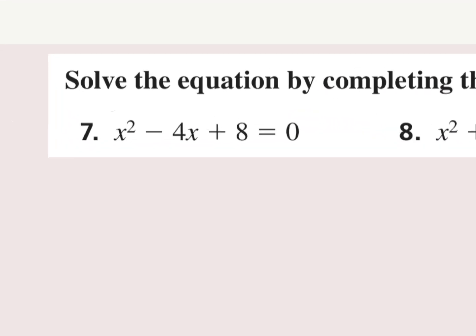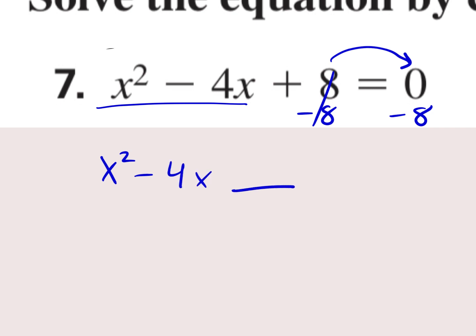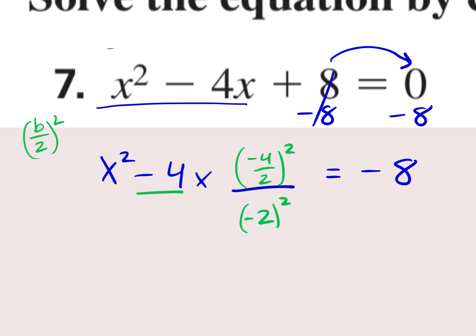All right, let's look at 7. So we said we want the x's on one side and we have to move the number to the other. So what would I do to move the 8 to the other side? Subtract 8. So I have x squared minus 4x. I'm going to leave a space to complete the square, and it's equal to negative 8. What's the little formula that I use to complete the square? b over 2 squared. And what's my b here? Negative 4. So negative 4 over 2 squared. What's negative 4 over 2? Negative 2. And what's negative 2 squared?